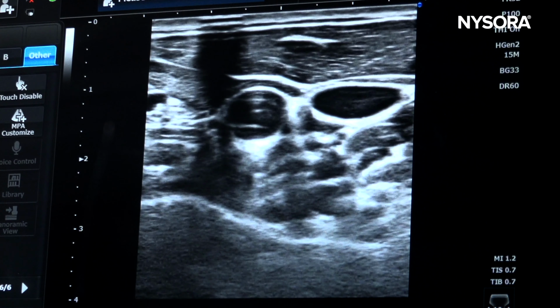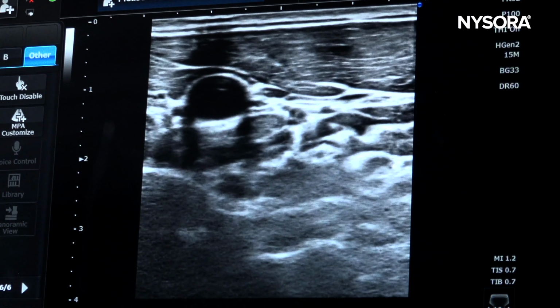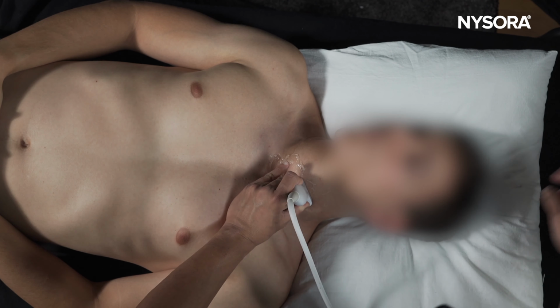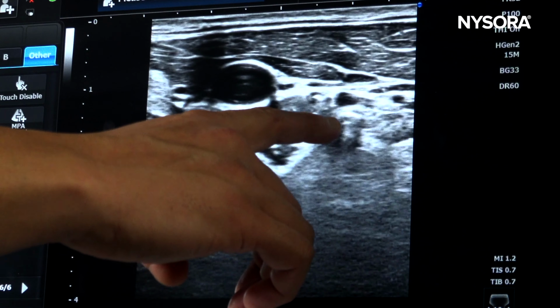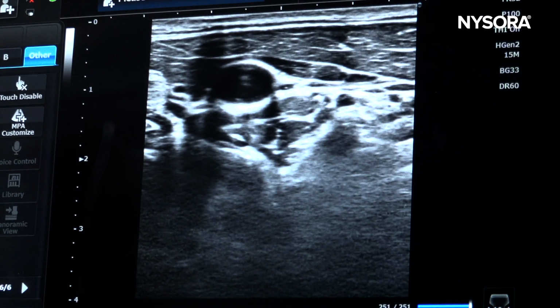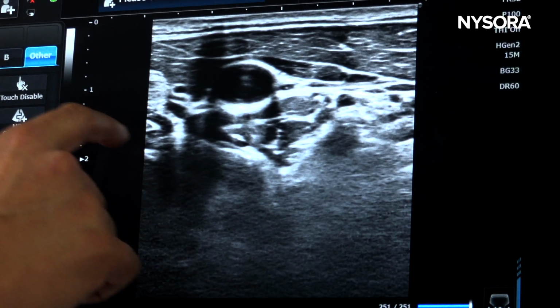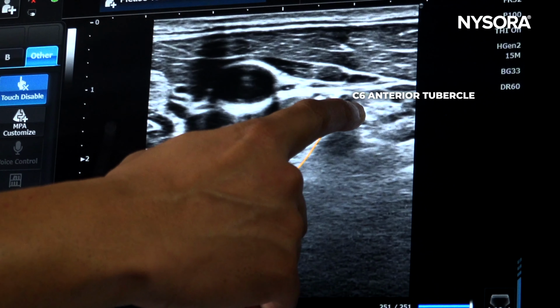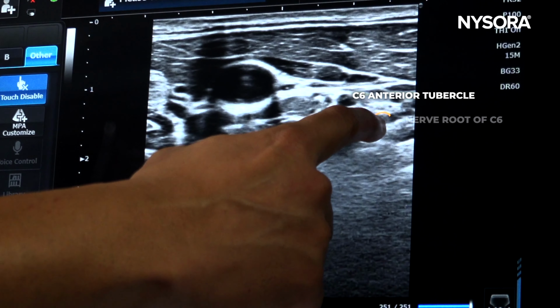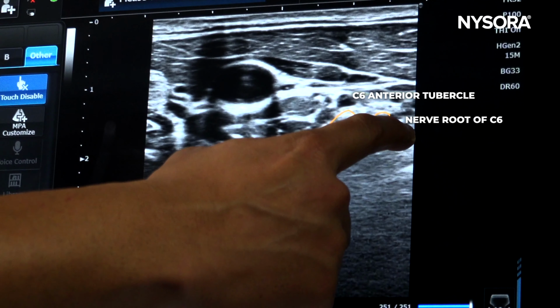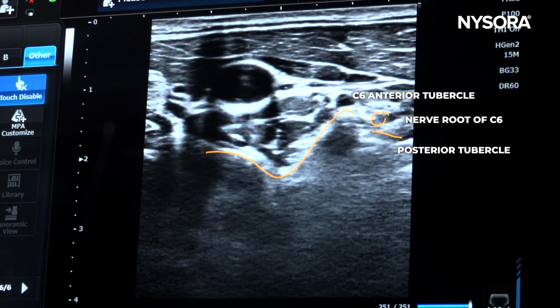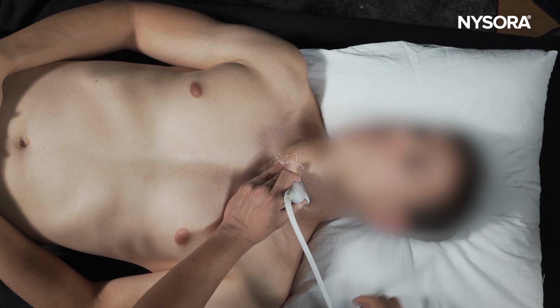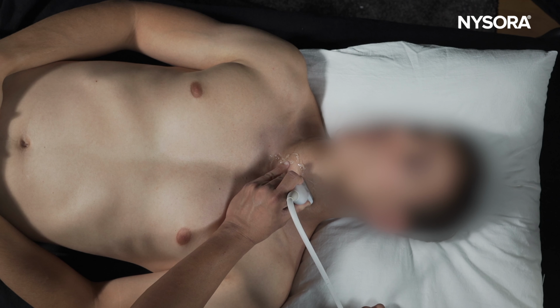Now from the C7 level, I'm moving up, my probe is going up, and now we can start to see the anterior tubercle of C6 coming into view, and I'll show that to you here on the screen. So this is the C6 anterior tubercle, and then you will see the nerve root of C6 and the posterior tubercle on the live model scanning.